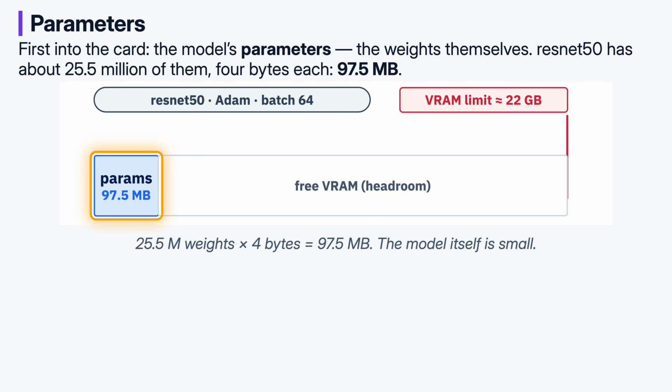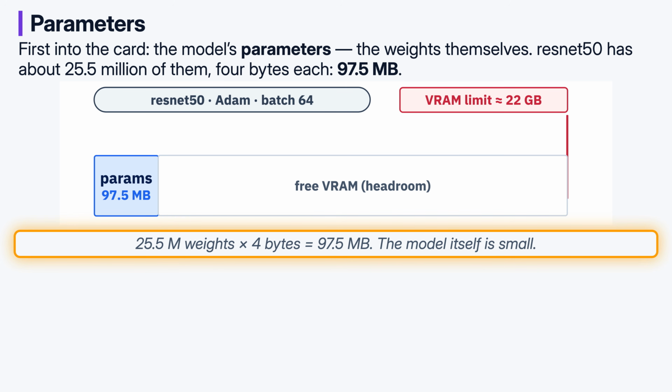First into the card, the model's parameters, the weights themselves. ResNet 50 has about 25.5 million of them. At 4 bytes each, that is 97.5 megabytes. The small blocks are drawn wide so each label fits. The number is the true size. 25.5 million weights, 4 bytes each. The model itself is small against the ceiling.